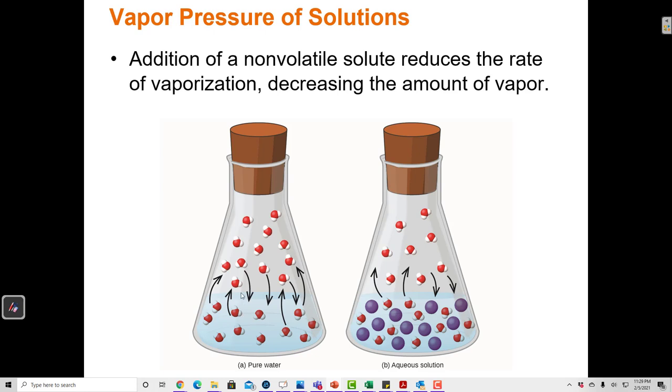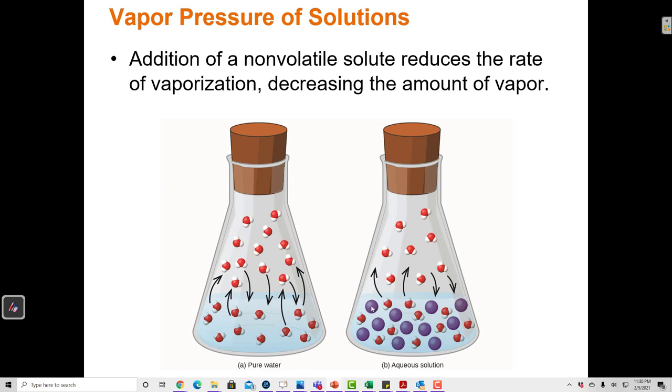So the number of particles that are able to escape the liquid phase into the gas phase is a function of how tightly held those liquid particles are when they're held by all those hydrogen bonds. The stronger the intermolecular forces, the fewer gas particles will be able to escape. They'll be stuck. The particles are sticky. So when I add a solute, what happens is that the solute disrupts the network of water molecules. They can't pack together as tightly anymore.